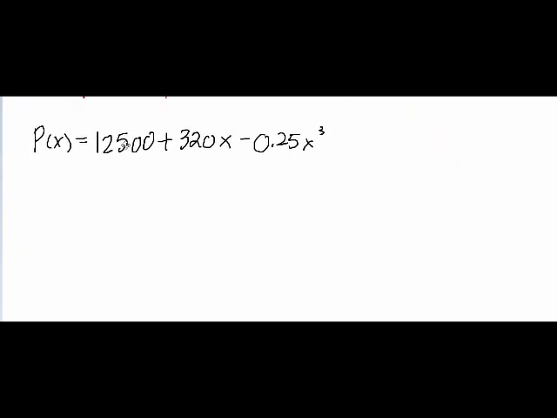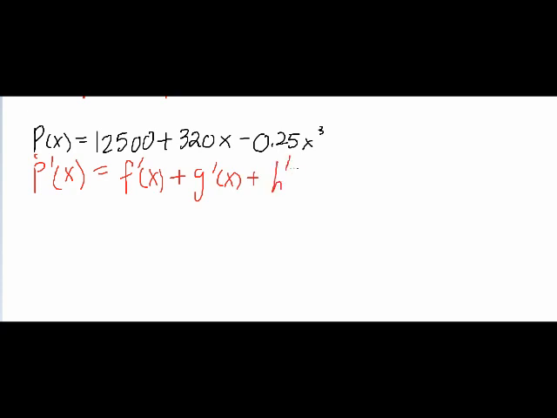To find the derivative of any function, we need to use the derivative rules. Because this function is a polynomial, we can say that the derivative of P(x) is equal to the derivative of the first term plus the derivative of the second term plus the derivative of the third term. Let's give it a try. So P'(x) is equal to the derivative of the first term, 12,500. Remember, this is a constant, so the constant rule applies. That means the derivative of 12,500 is 0.